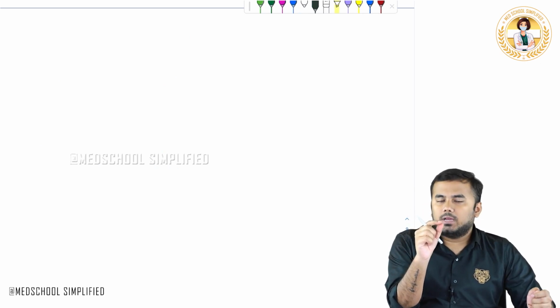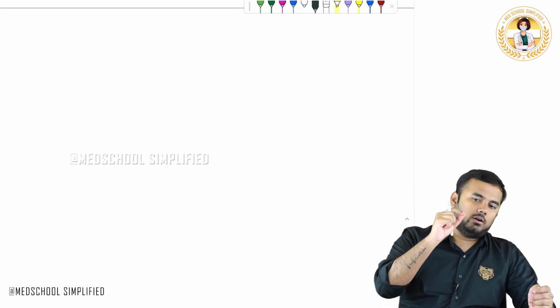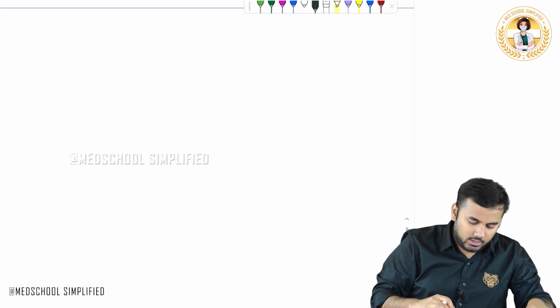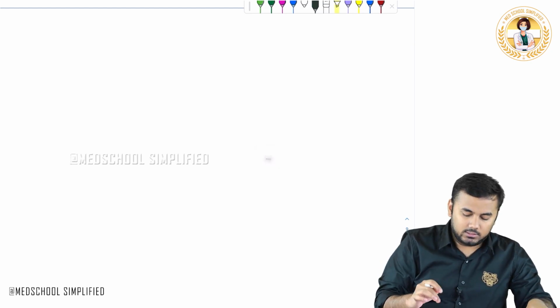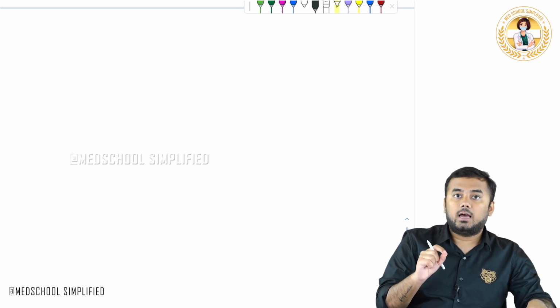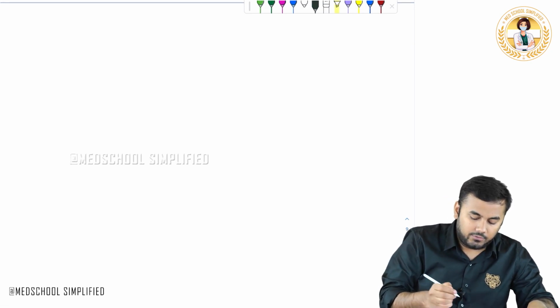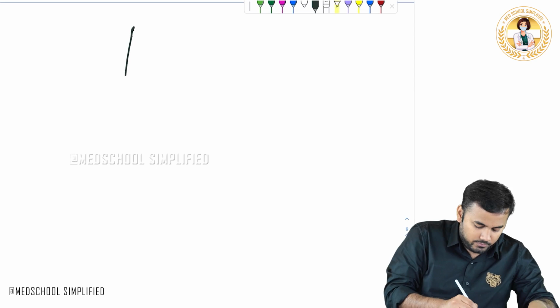Now we shall see at which month the testis descends from the abdominal wall down into the scrotal sac. Okay. So the timings, the months, are very important. The months and weeks are very important here.